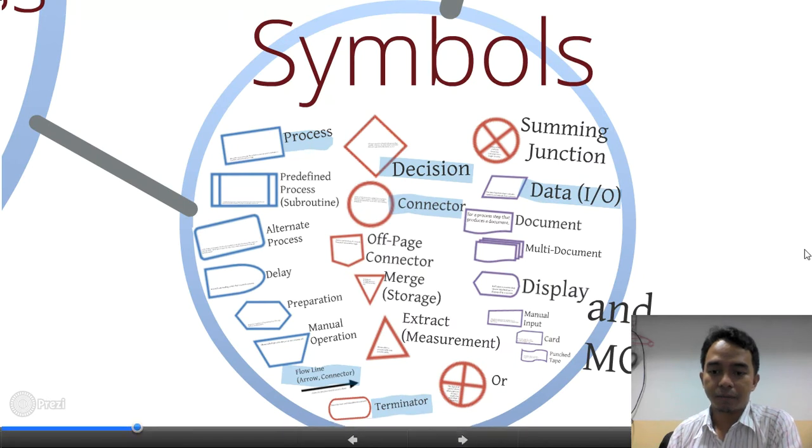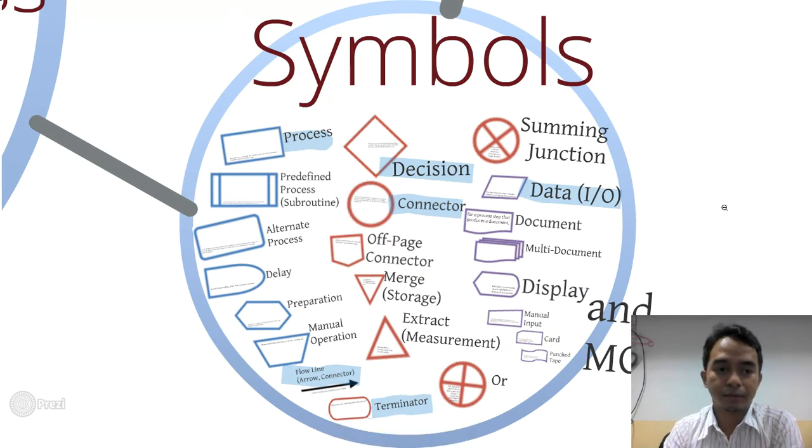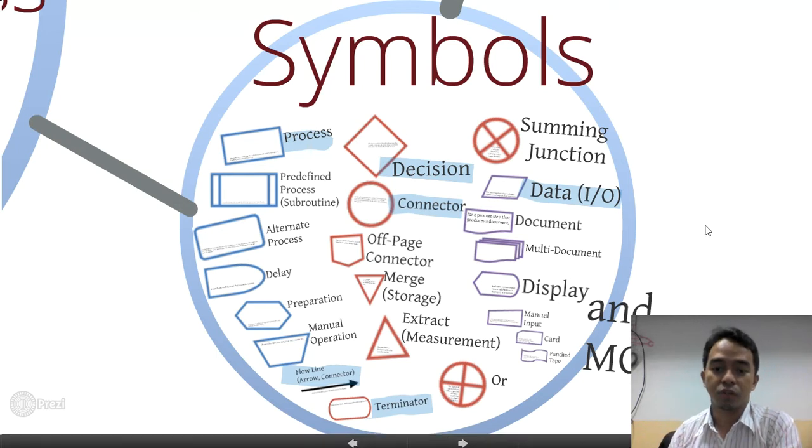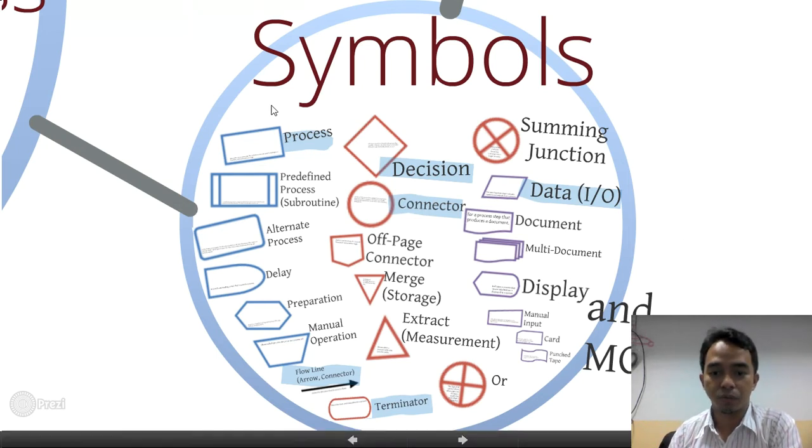And as I've said, because a flowchart is a visual representation of data or a system, you have to use standard symbols to represent the steps that you're going to be showing people. So these are the different symbols that are available to you so that you can use them for your flowchart.